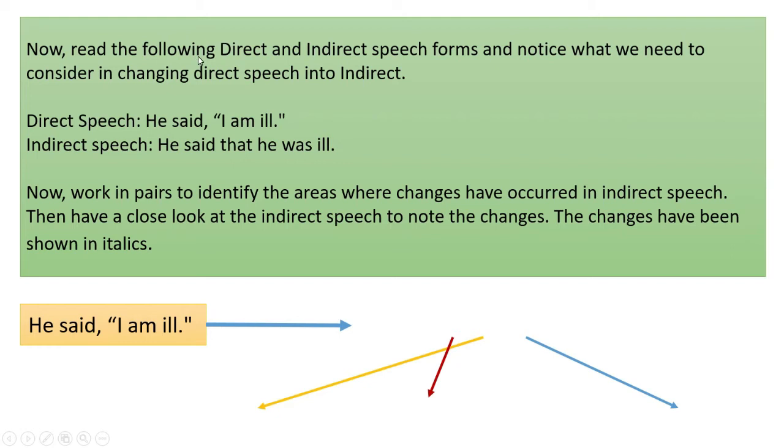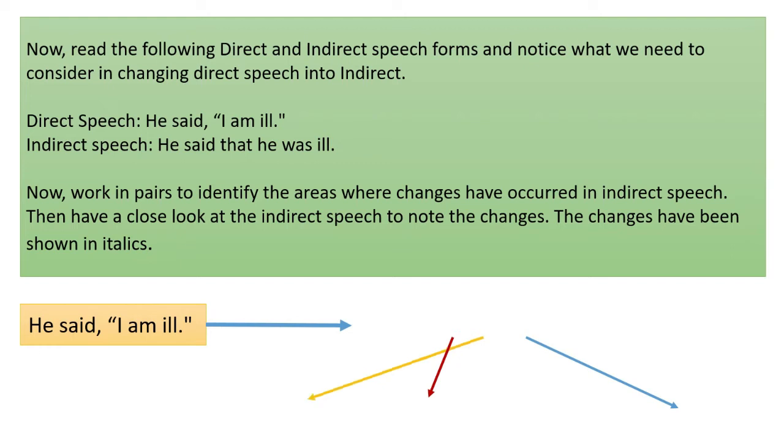Now read the following direct and indirect speech forms and notice what we need to consider in changing direct speech into indirect. So what we need to consider here: this direct speech is, he said, I am ill. Indirect speech: he said that he was ill. So now work in pairs to identify the areas where changes have occurred in direct speech, and then have a close look at the indirect speech to note the changes. The changes have been shown in italics.